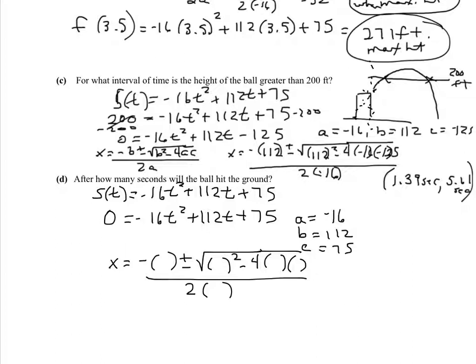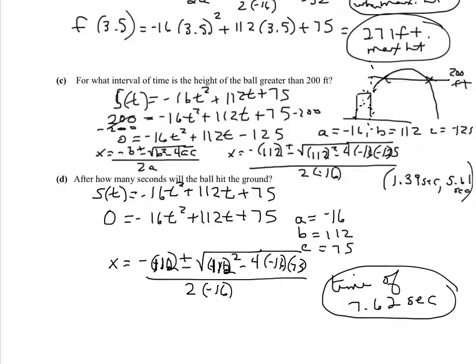So instead, as we were to put these values in, oh, sorry, I'm putting in the wrong one here. That's supposed to be 112 for the B value. And then the A value goes right here, negative 16. The C is positive 75. What happens when you plug in and you clean up is only one of the values ends up being positive. And that's going to be a time of 7.62 seconds. That will be when the ball hits the ground again.